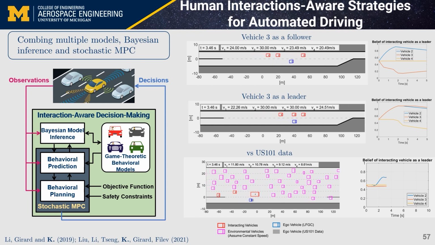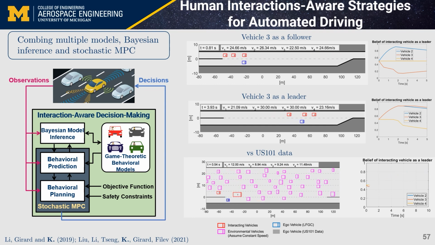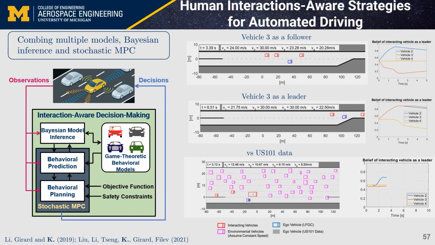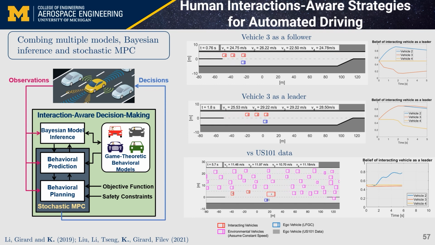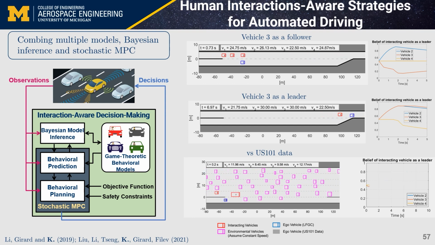For example, we might observe what vehicles around us do, and we might assign a probability of this being a leader or being a follower. Maybe initially it's 0.5, but then as we interact, we might make some updates. So in some of the simulations that show the merging, this is a forced merging scenario where we have to nudge our way in. We do this Bayesian model inference to understand which model might be more suitable for each of the vehicles that we interact with.